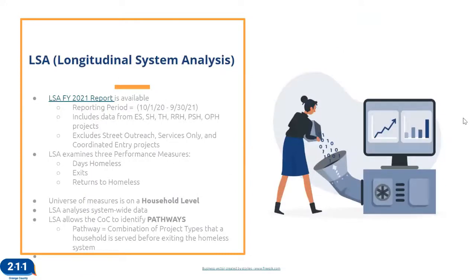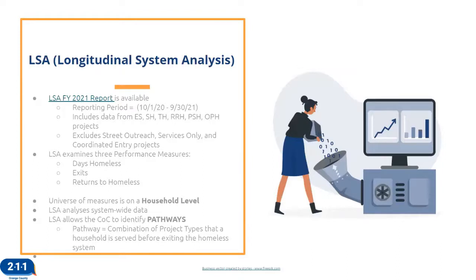The LSA fiscal year 2020 report is available on our website. The reporting period is October 2020 to September 2021. The report includes data from emergency shelter, safe havens, transitional housing, rapid rehousing, permanent supportive housing, and other PH projects. The report does not include street outreach, services only, and coordinated entry projects.